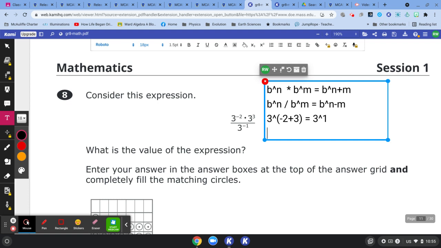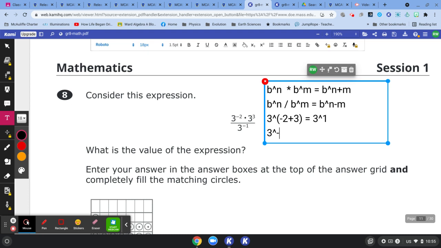And now I'm going to be dividing 3 to the first by 3 to the negative first. So this numerator here became 3 to the first. My denominator, which was 3 to the negative first, I am going to be subtracting the exponents. So the whole thing becomes 3 to the first minus negative 1. And 3 to the first minus negative 1 is 3 to the second power, because if I subtract a negative, that's the same as adding a positive.